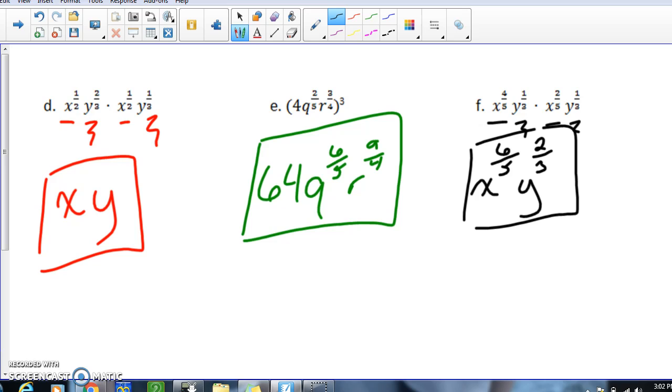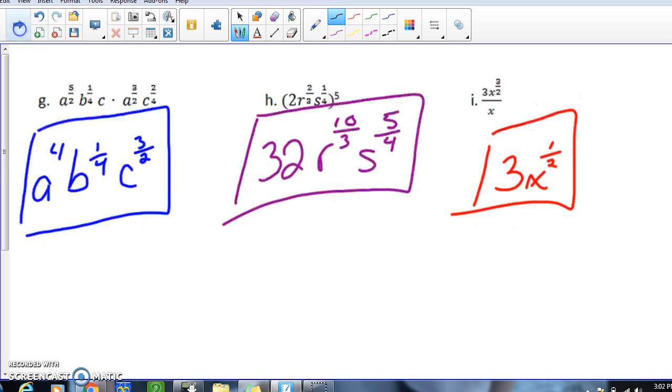Okay, guys, so hopefully, let's check these and let's see how we did. Hopefully for F, you got x to the 6/5, y to the 2/3. For G, a to the 4th, b to the 1/4, c to the 3 over 2, because you should reduce those. And for H, 32, r to the 10/3, s to the 5/4.